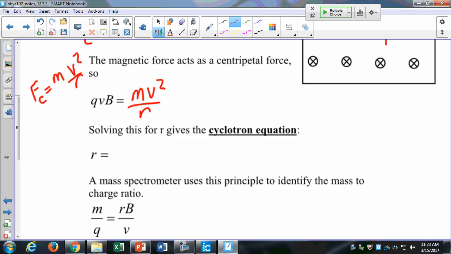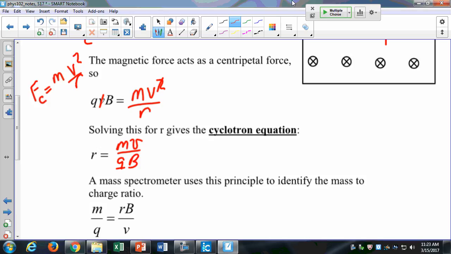You don't necessarily have to know this, but you do need to know what the cyclotron equation is and how it comes about. So you do need to know where this comes from. This gives us the cyclotron equation. You can write it in this form, or you can solve for r. If I solve this for r, I get r is equal to mv over qB.